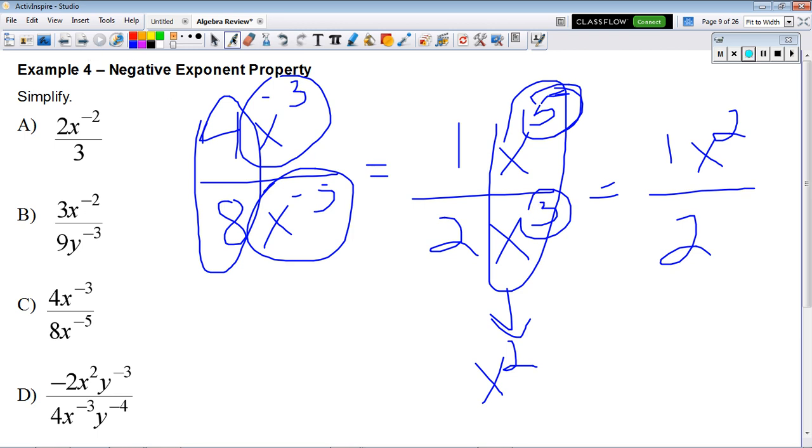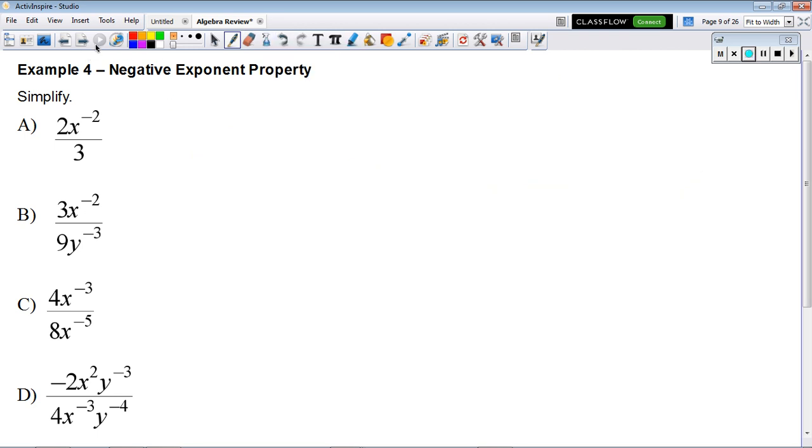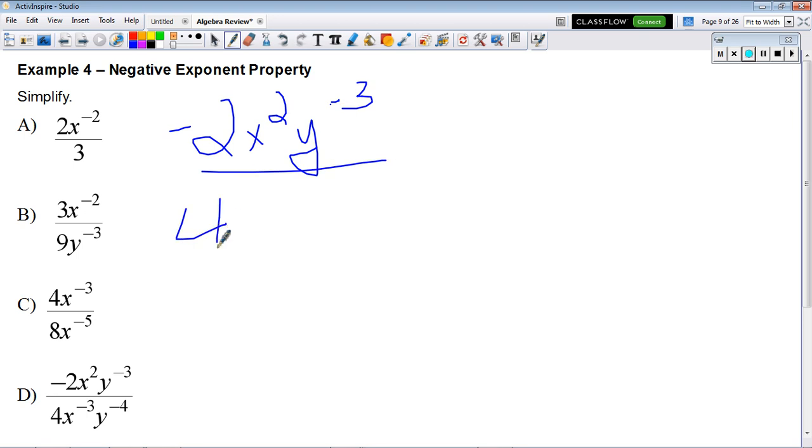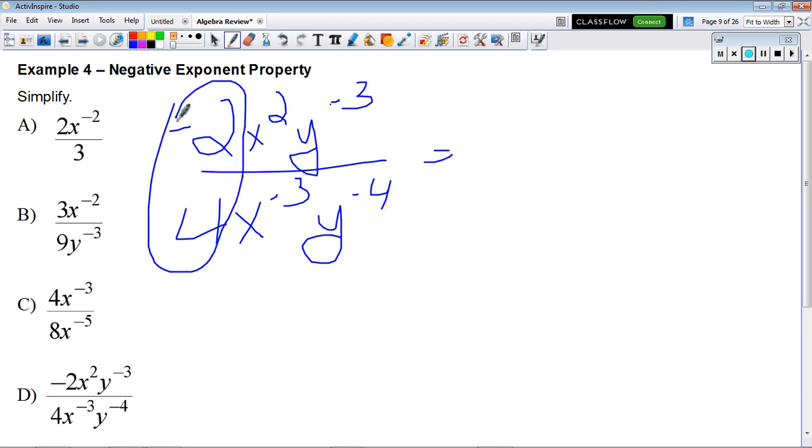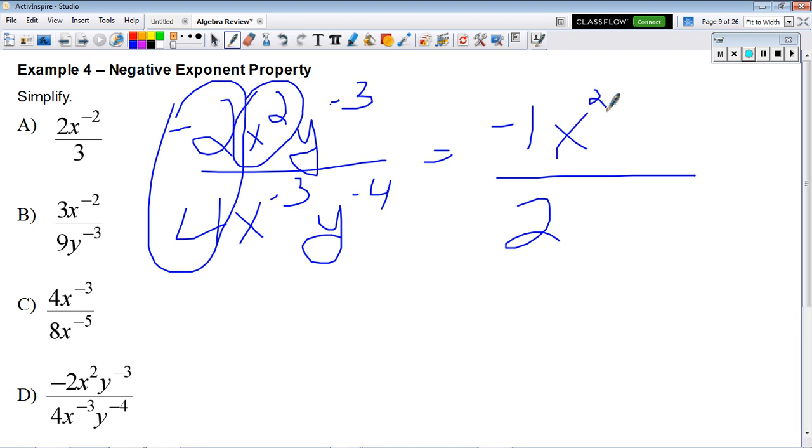For part D, I have negative 2 x squared y to the negative 3 over 4 x to the negative 3 y to the negative 4. So a lot of different things I got to do here. First is I have to reduce negative 2 over 4. That's going to reduce to negative 1 over 2. Then I have this x squared. Now notice that exponent's positive, so it stays where it is. That stays on the top.